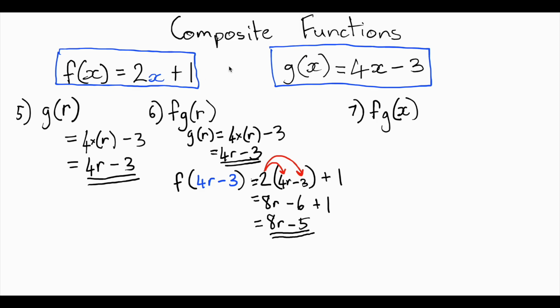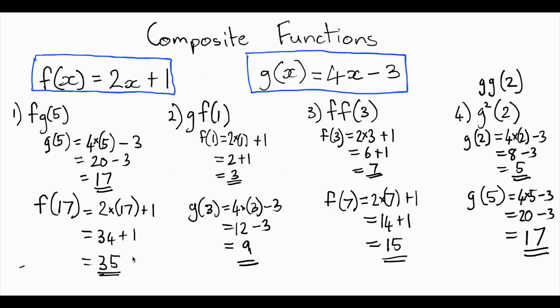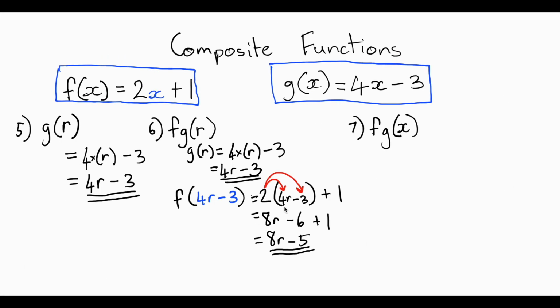So before, when we were doing this, as you can see, we got actual answers. So the answer for this was 35, the answer for this was 9, the answer for this was 15, and the answer for this was 17. Now for this here, we end up getting the answer for this is 4r minus 3, which is an algebraic expression, and the answer for this was 8r minus 5, which is also an algebraic expression. So let's see what y'all will get for this here, and then for gf of x. Let's see what y'all would get for that.